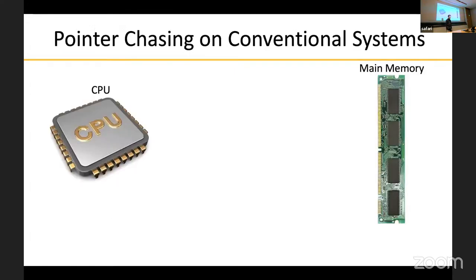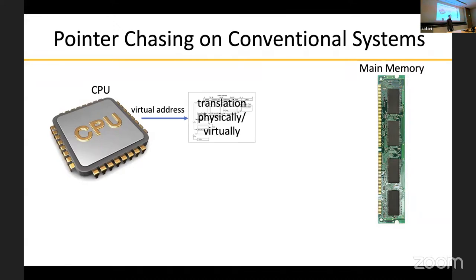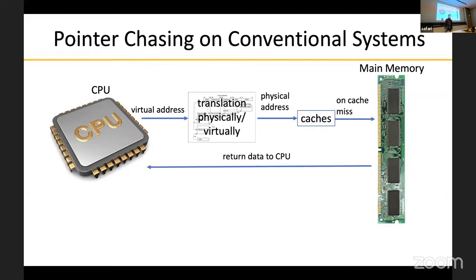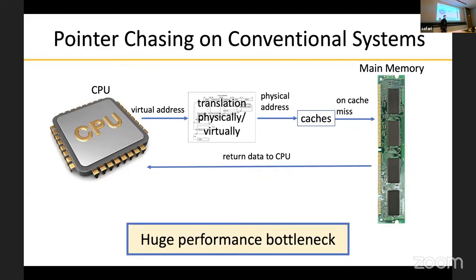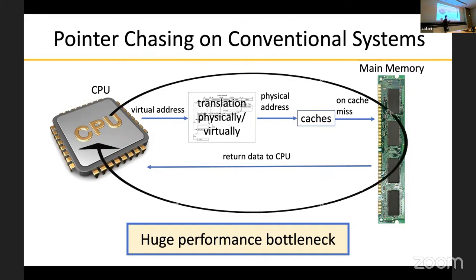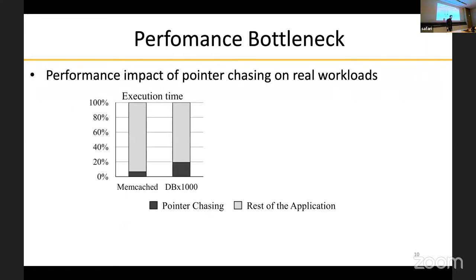Now we'll look at the problems we'll face. In a conventional system, if a CPU makes a general memory access, then it sends the virtual address to a translation unit, which translates the virtual to a physical address. Then this physical address gets sent to the caches. But if the caches haven't stored it, then it goes to the main memory, which returns the data back to the CPU. This is, of course, very slow, and there's a huge performance bottleneck. Because if you have a linked list, you have to do this maybe several thousand times, and you don't want to do every single step several thousand times here. So, as we know, this is a performance bottleneck.